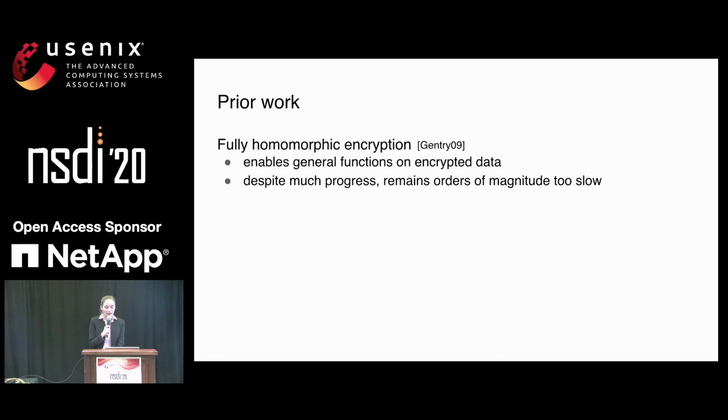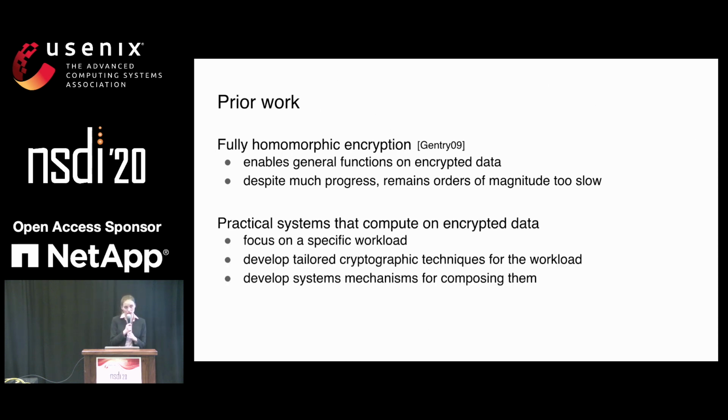So instead, systems like TimeCrypt take a different approach. To build a practical system, you focus on a specific workload, extract the core operations in that workload, and then tailor cryptographic primitives to those core operations so that they can be fast. The crypto can't do every function, but it can do specific operations very efficiently. For example, Paillier, the one I just showed you, could do addition efficiently. And then you develop system mechanisms such as a planner or other things to compose them.